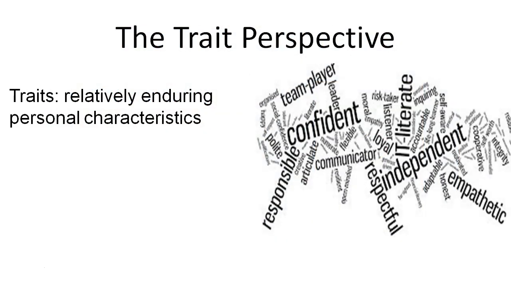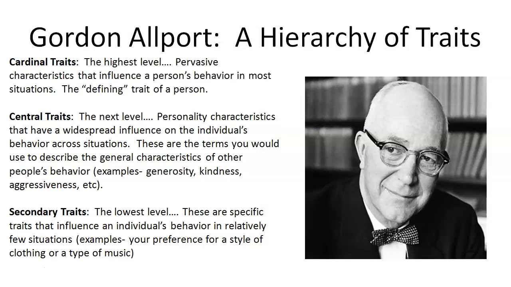Then we got into the idea of traits, which is kind of a breaking down of our personality. So relatively enduring personal characteristics, you will need to know that definition. And then there's some people that had different ideas as to how we break down our traits. So Allport had the idea that there was 3 main types of traits, which you will need to know. So the cardinal traits, the central traits, and then the secondary traits. So you will need to know that for Allport.